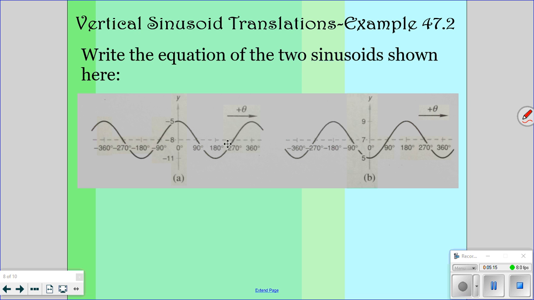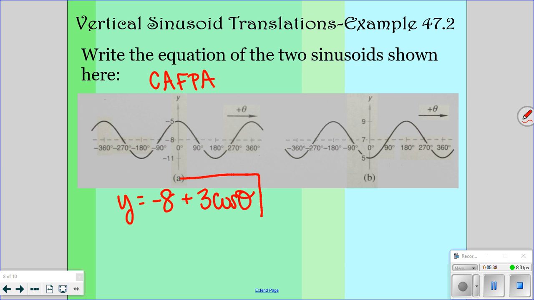Okay, so now we're going to look at our CAFPA. So our C is our center line. Our center line here is -8. We are going up to -5, which is a difference of 3. And it is hitting a maximum. So that means it's a positive cosine. So that would be our equation for this sinusoid.